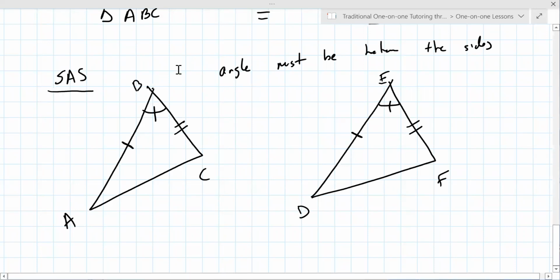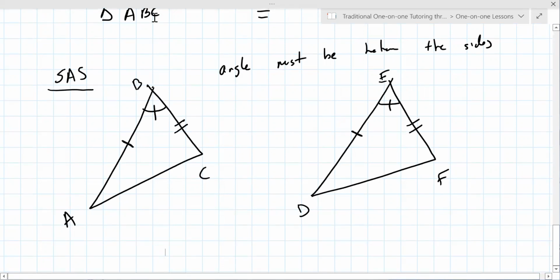But what I care about is you need to know that SAS means the angle must be between the sides. Must be between the sides. All right. Okay. So can you tell me the triangle congruence statement for this one, or attempt to?